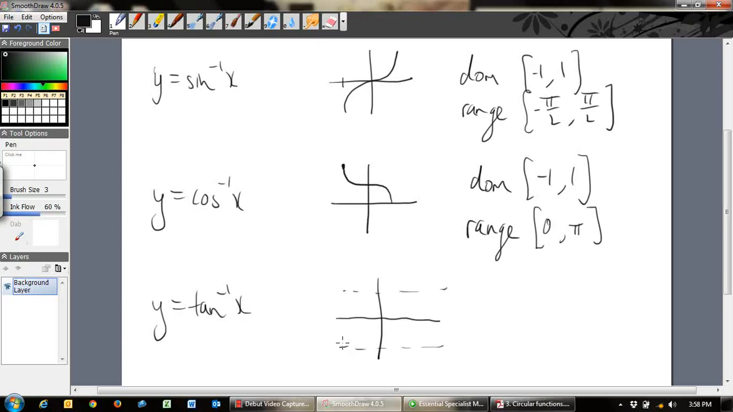Y equals tan -1 x looks like this, and goes up and across like that. It has a domain of all of R, it's defined for all R, and its range is negative pi on 2 to pi on 2, not inclusive. So there are your 3 inverse functions. Next video we'll go through and do some work with those.